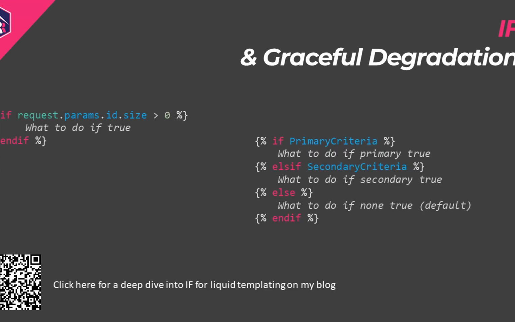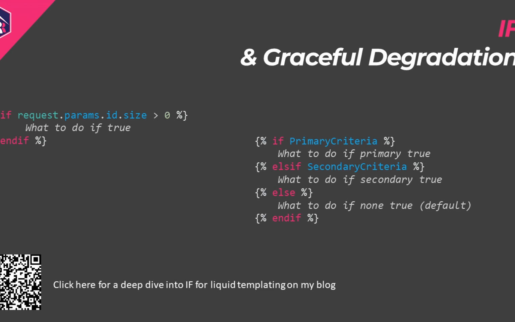So here's the makeup of an if statement within Liquid. The example on the left is checking whether the ID parameter in the URL is greater than 0. So we've seen request.params.id, but now we're taking the size, the actual length of that piece of text, that string. Is it greater than 0? If so, what do we do if true?